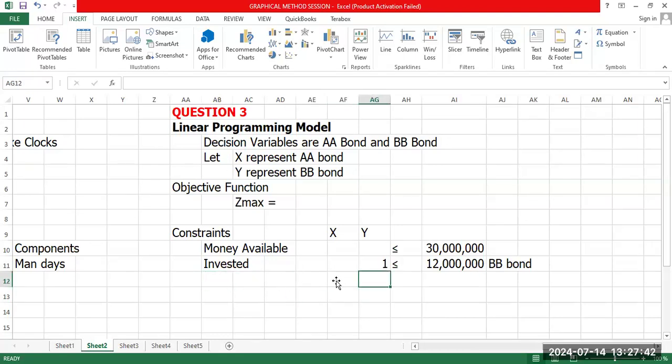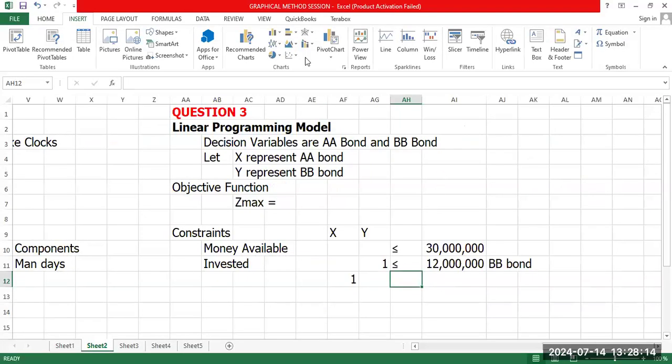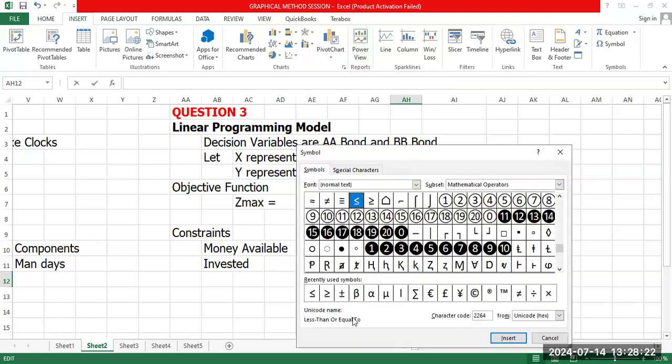Then for another one, I can put 1 to indicate that here they use the words at least for AA. They are saying they decided to invest at least this amount in the AA related bond. So you come here and use the inequality. At least, which inequality? At least should be that figure or above.